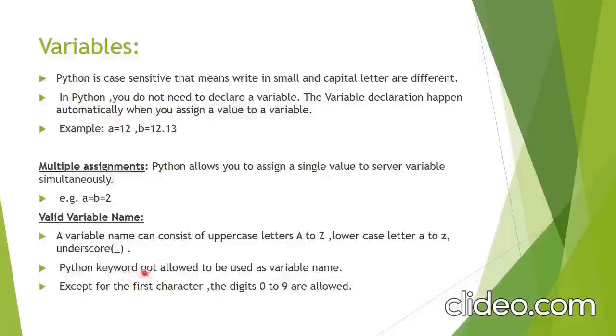Now Python keywords are not allowed to be used in the variable name. Python keywords like print, break, continue are keywords, so we cannot use any of these as a variable name. Next, except for the first character, digits 0 to 9 are allowed. Digits are allowed in the variable name, but the first character should not be a digit. So these are the rules in Python, and we just need to know them before starting the program.